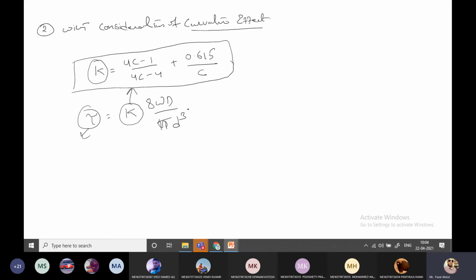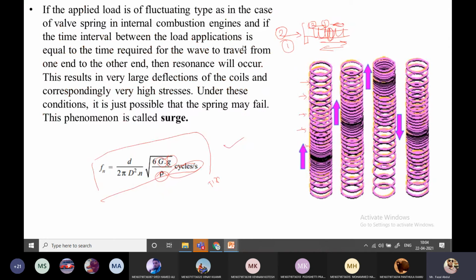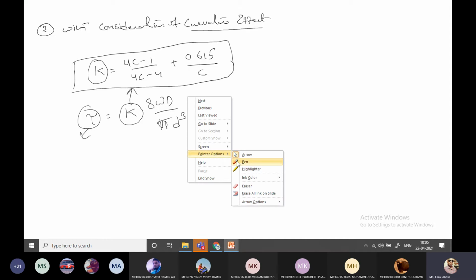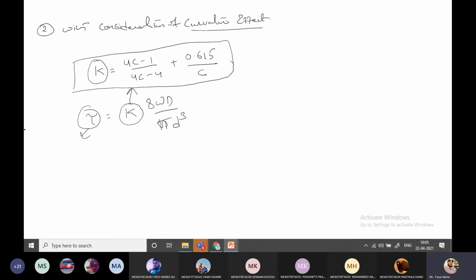How much stress value is given here? The shear stress 350 is given. So right here, 350, and the K value, C value we already calculated. C is nothing but the spring index, capital D by small d. Capital D we got as 69, small d as 6. How much did we get just now? 11.5. Very good. Substitute here and you will get the K value.